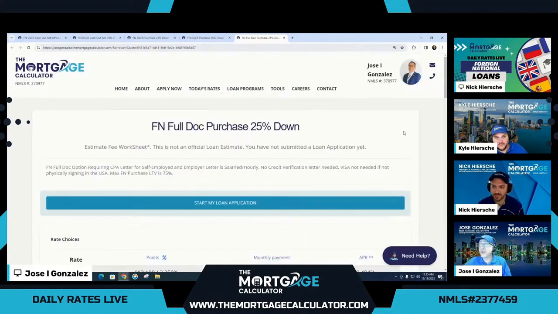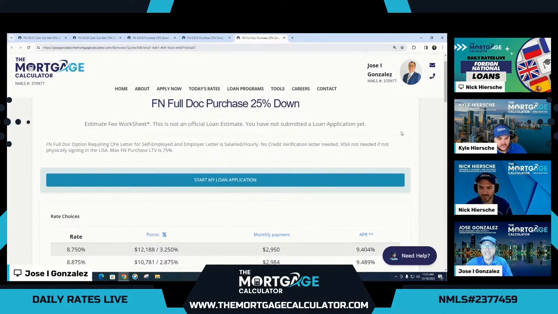Pretty easy. Full doc on a foreign national is simply a CPA letter from their country of origin where they live. If they're self-employed, a CPA letter, and if they're an employee, salaried or hourly, a letter from the employer, right? A similar letter that would be signed by the CPA, tax preparer, or accountant, but most likely in those countries it's going to be a CPA.